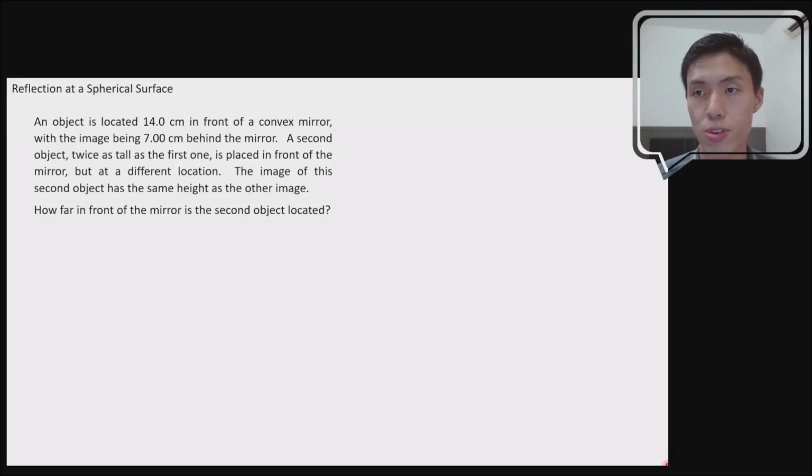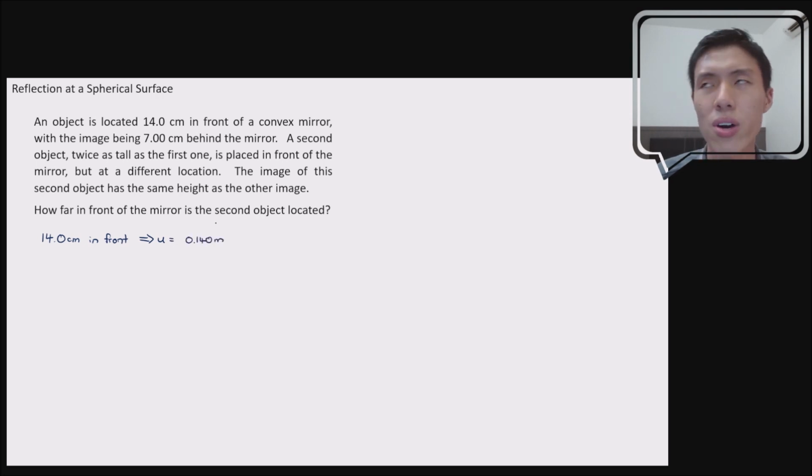Let's try to solve this problem here. You have an object which is located 14 cm in front of a convex mirror. Since it's a convex mirror, let's extract the information slowly. Located 14 cm in front tells you that this is the object's position, u, and u will be equal to 0.140 meter.